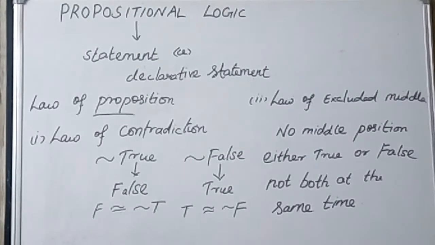And the second one is the law of excluded middle. So what is the law of excluded middle? Here no middle position is possible. Suppose you take a statement, that statement is either true or false, but it cannot be both at the same time. At a time that statement is either true or it is false. True and false are not at the same time. That is called the law of excluded middle.